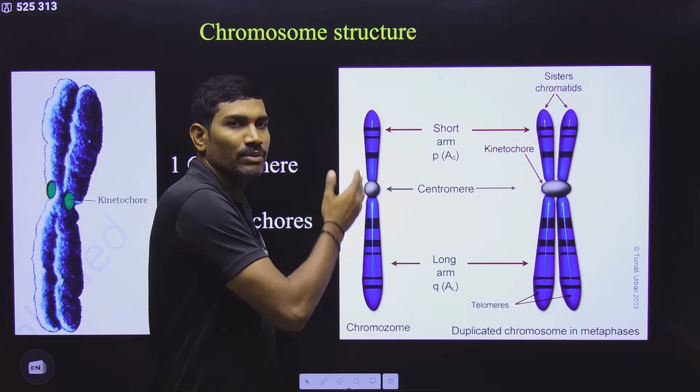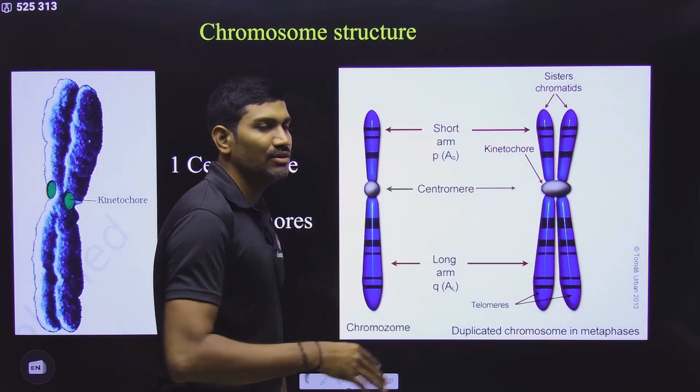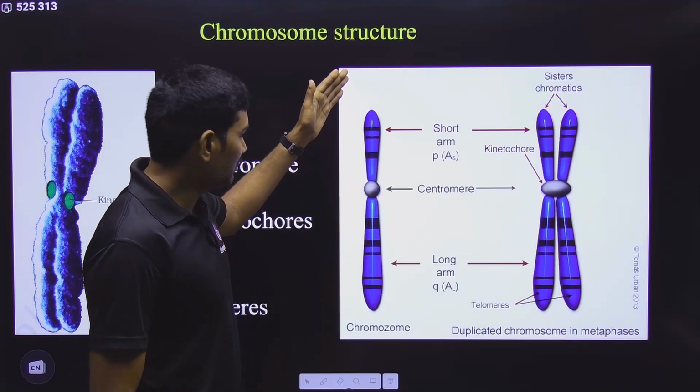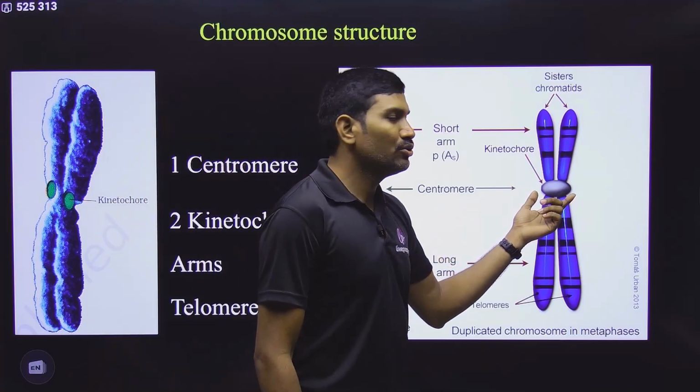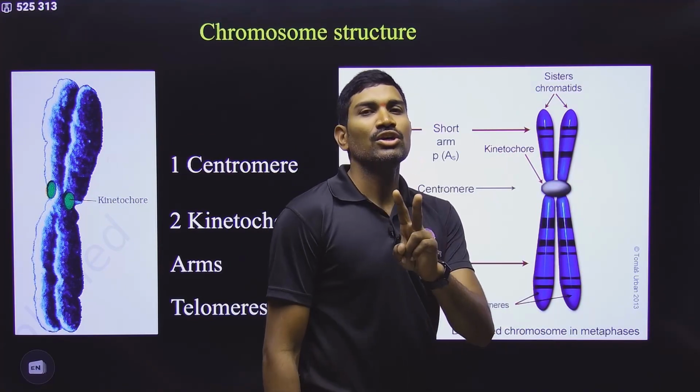We will see one short arm and one long arm. Short arm is indicated with P and long arm is indicated with Q. Okay. So now this is what, for our understanding purpose, generally we are studying like this, but during the metaphase, generally we are observing the dyad chromosome with two chromatids.